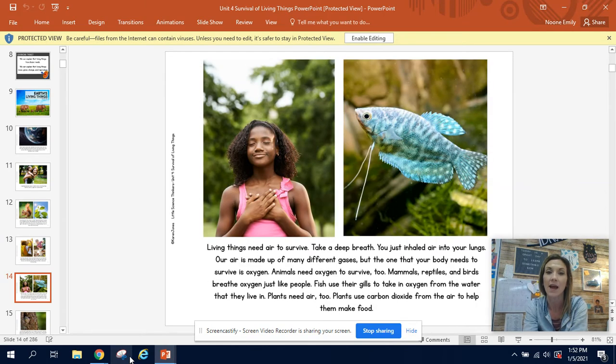Living things need air to survive. Take a deep breath. You just inhaled air into your lungs. Air is made up of different gases, but the one that your body needs to survive is oxygen. Animals need oxygen too. Fish use their gills to take in oxygen from the water. Plants need air too.